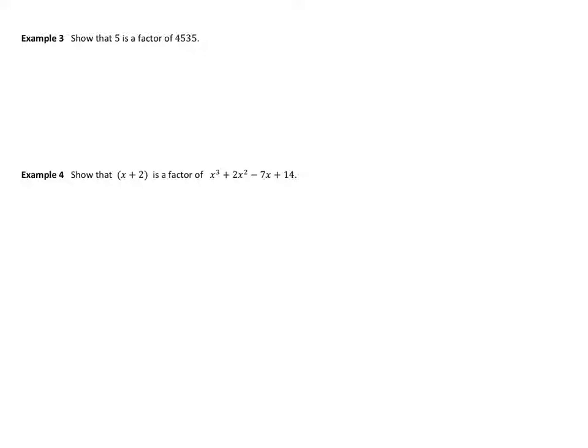I would like to try one more example, again starting with just dividing 5 into this number and comparing it to dividing x plus 2 into this polynomial. So again, is 5 a factor of 4,535? If it is, that means you can factor out with the remainder of 0 at the very end. So let's see, 5 goes into 4,535 with a remainder of 0.